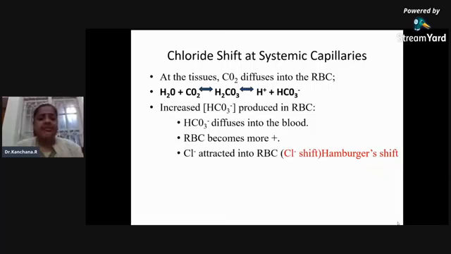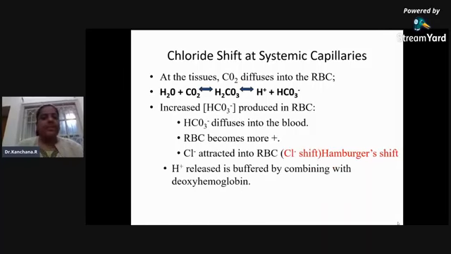Now, in lungs, just the reverse occurs, and that is called the reverse chloride shift, wherein bicarbonate enters into the RBC and chloride goes back into the plasma. As soon as bicarbonate enters the RBC, it combines with H plus to form H2CO3, and H2CO3, being an unstable compound, breaks to release water and carbon dioxide, and it is this carbon dioxide which is expelled from the lungs back into the atmospheric air. So this is the reverse chloride shift. Now, the H plus released is buffered by combining with deoxyhemoglobin, and HbCO2 is formed.